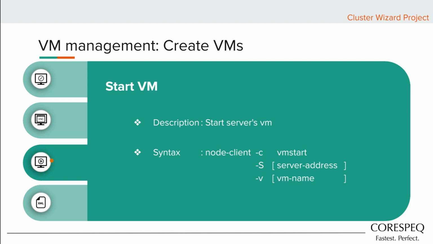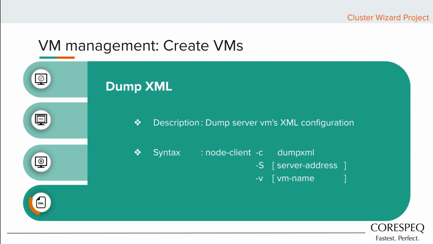The VM start command is used to start the server's VM. This command needs the server address and the VM name as the inputs. Lastly, the dump XML command is used to get the server VM's XML configuration. Again, this command needs the server address and the VM name as the inputs.